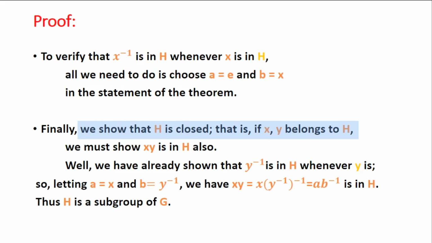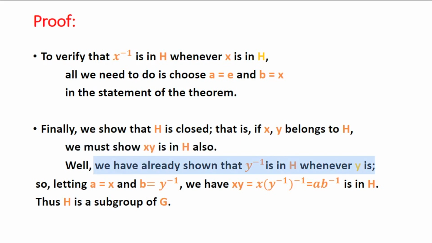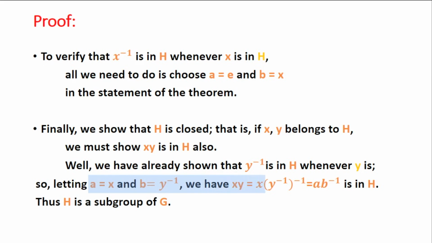Next, we show that x^-1 is in H whenever x is in H. All we need to do is choose a = e and b = x in the statement of the theorem. Finally, we show that H is closed, that is, if x, y belong to H, we must show xy is in H also. Well, we have already shown that y^-1 is in H whenever y is, so letting a = x and b = y^-1, we have xy = x(y^-1)^-1, which is again of the form ab^-1 and is in H. Thus, H is a subgroup of G.